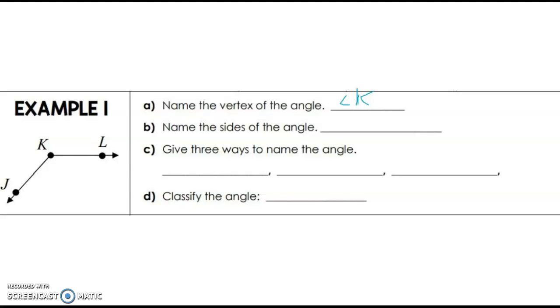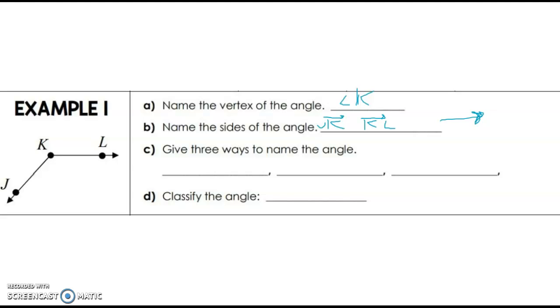Letter B says name the sides of an angle. As you can see, we have ray JK and ray KL. So we can name these as ray JK and ray KL. Remember, this is the symbol to indicate you're referring to a ray.